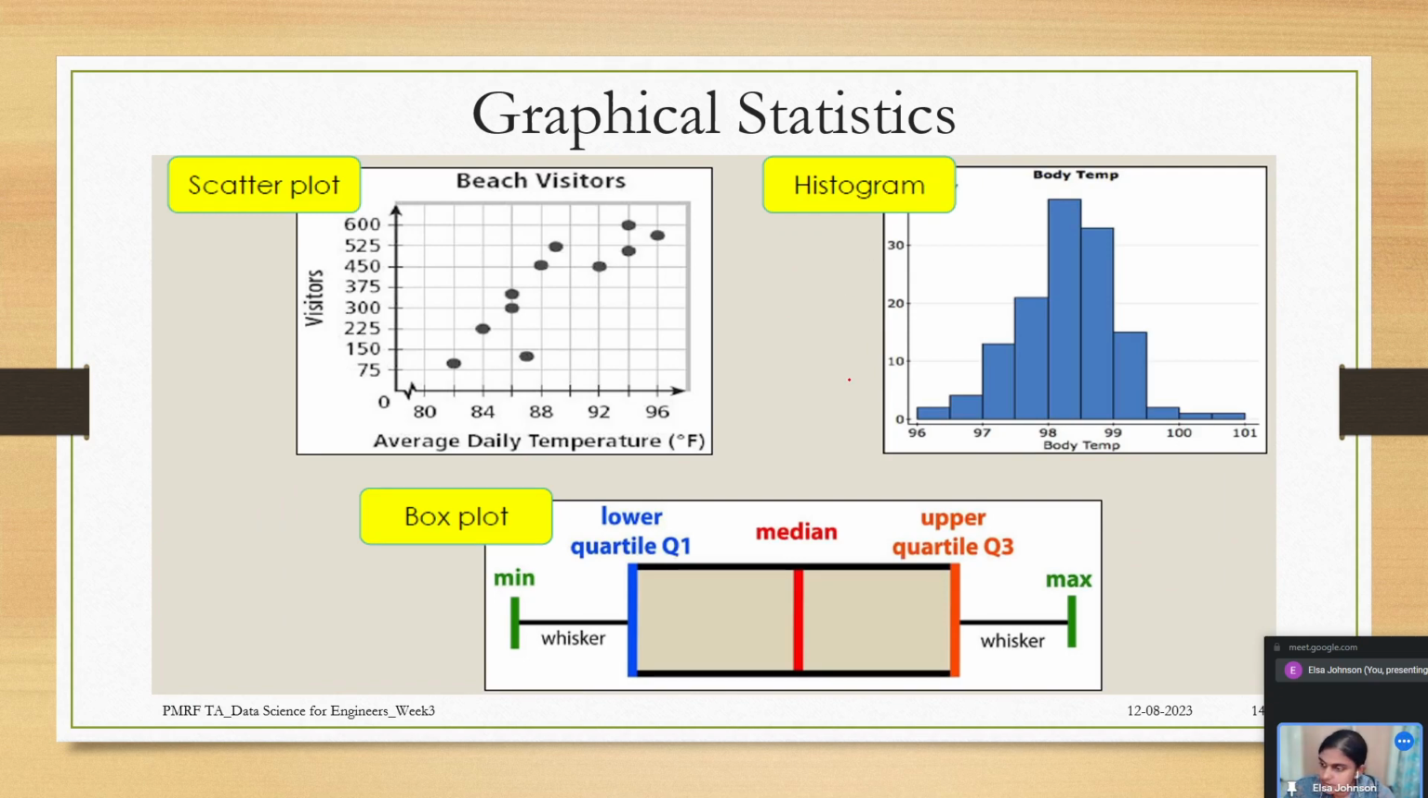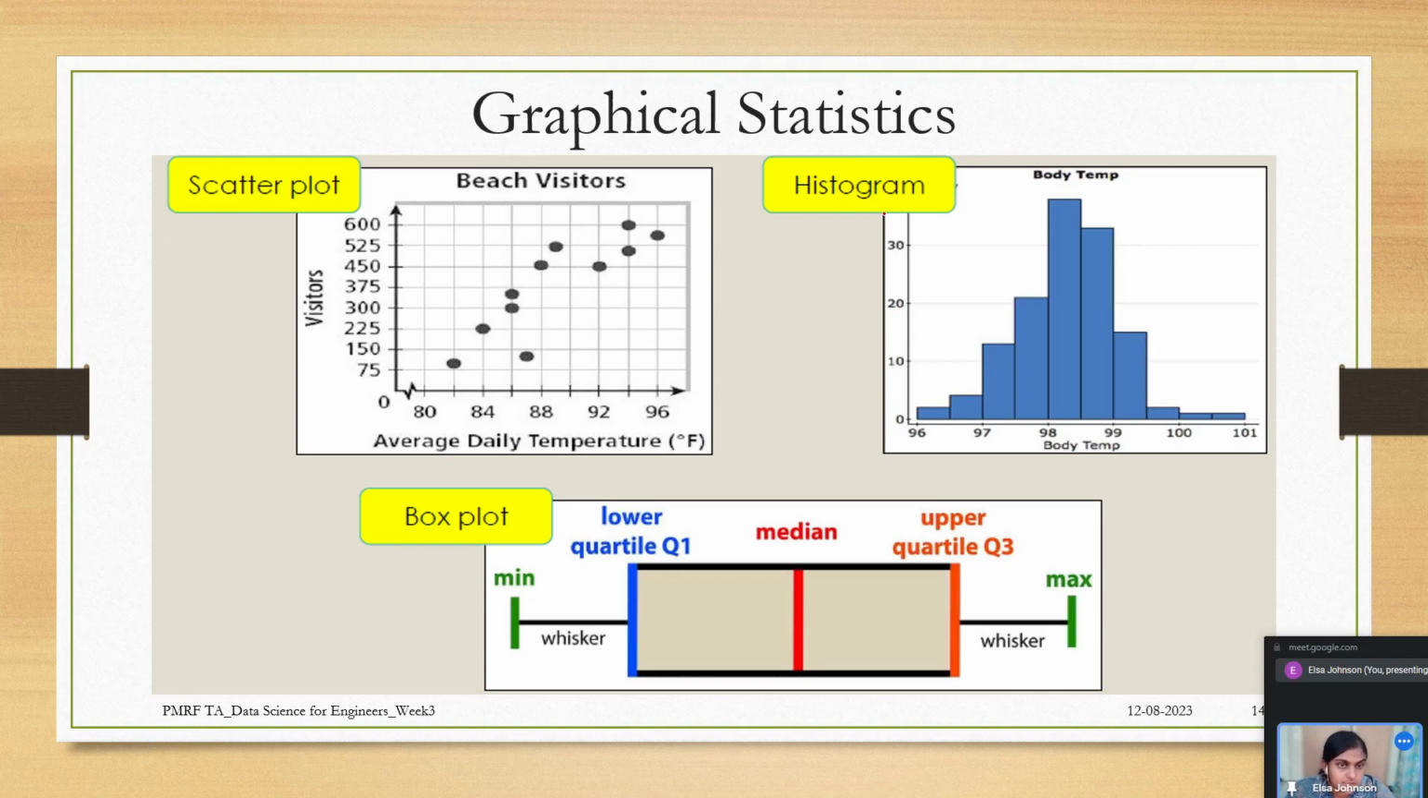So there is a scatter plot. This you'll usually see. This, for example, is given between the average daily temperature as well as the visitors coming to a place. So how many visitors are coming to a beach in a particular time period. Based on the temperature, the number of visitors varies. So this is a scatter plot which shows the relation.